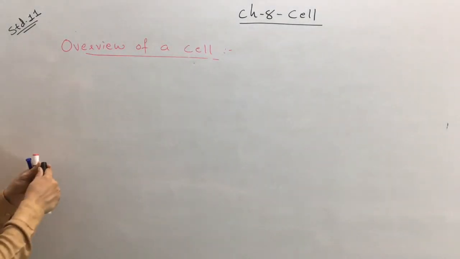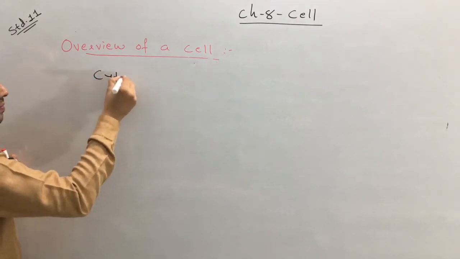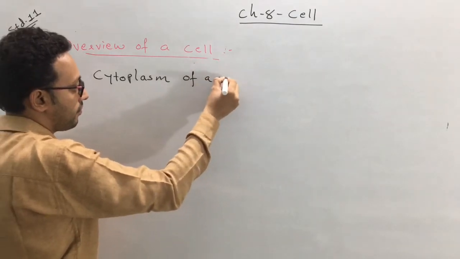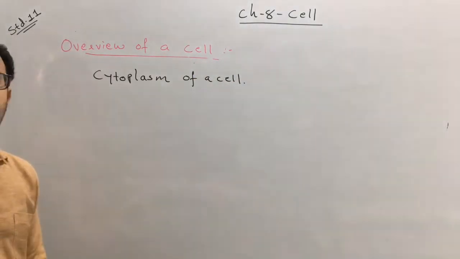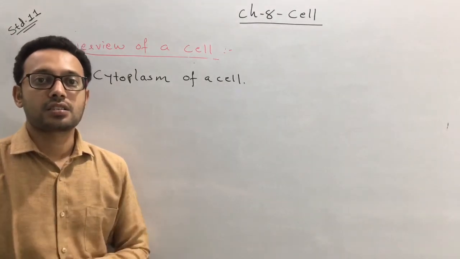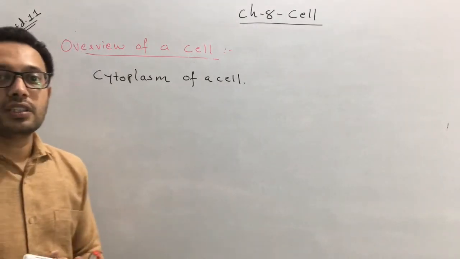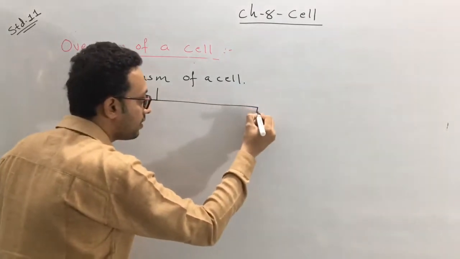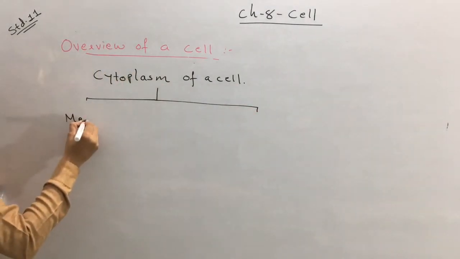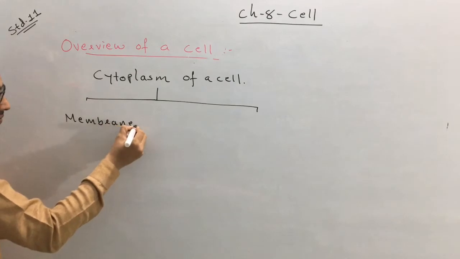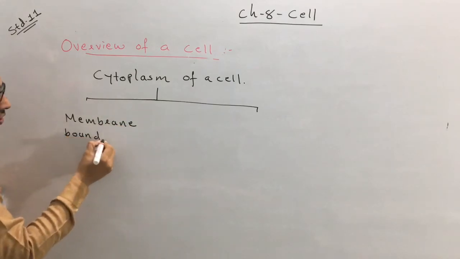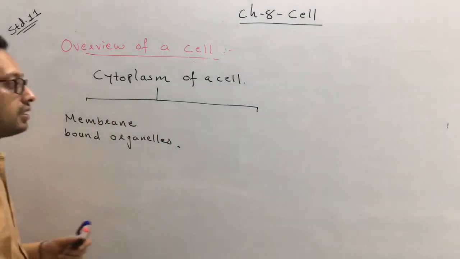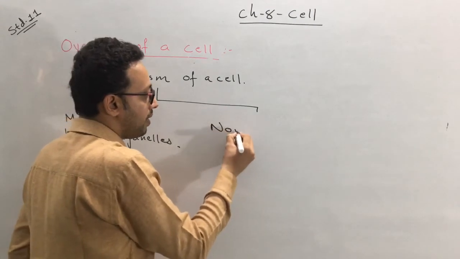Now see, the cytoplasm of a cell contains organelles. But depending on the type of cell, there are two types of organelles found in a cell. First is membrane bound organelles. Membrane bound organelles are present in a cell. Second one is non-membrane bound organelles.